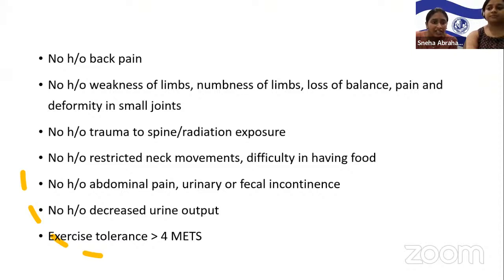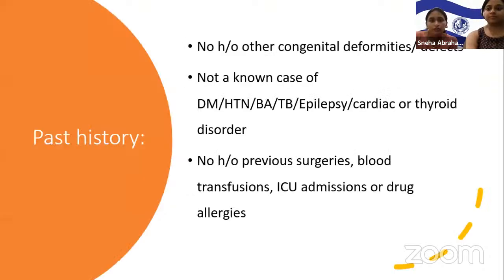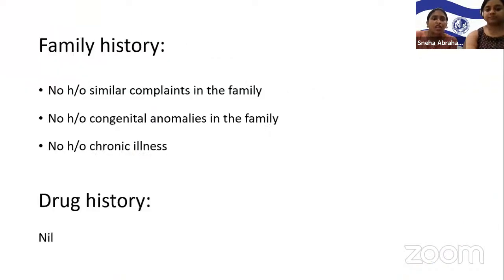There was no history of restricted neck movements, difficulty in having food, abdominal pain, urinary or fecal incontinence, history of decreased urine output. His exercise tolerance was more than 4 metabolic equivalents. Past history, he has no history of other congenital deformities or defects. He was not a known case of diabetes mellitus, hypertension, bronchial asthma, pulmonary tuberculosis, epilepsy, cardiac or thyroid disorder. There was no history of previous surgeries, blood transfusions, ICU admissions, or drug allergies. There was no similar history in the family, no history of congenital anomalies in the family, or history of chronic illnesses. His drug history was not significant.